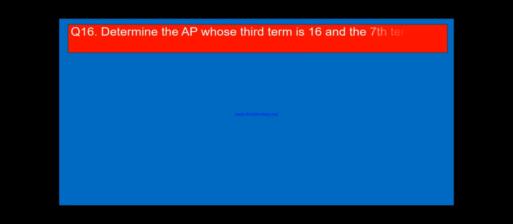Here is the first question. Dear students, this is question number 16. Determine the arithmetic progression whose third term is 16, and whose seventh term exceeds the fifth term by 12. I shall repeat. Determine the arithmetic progression whose third term is 16 and the seventh term exceeds the fifth term by 12.